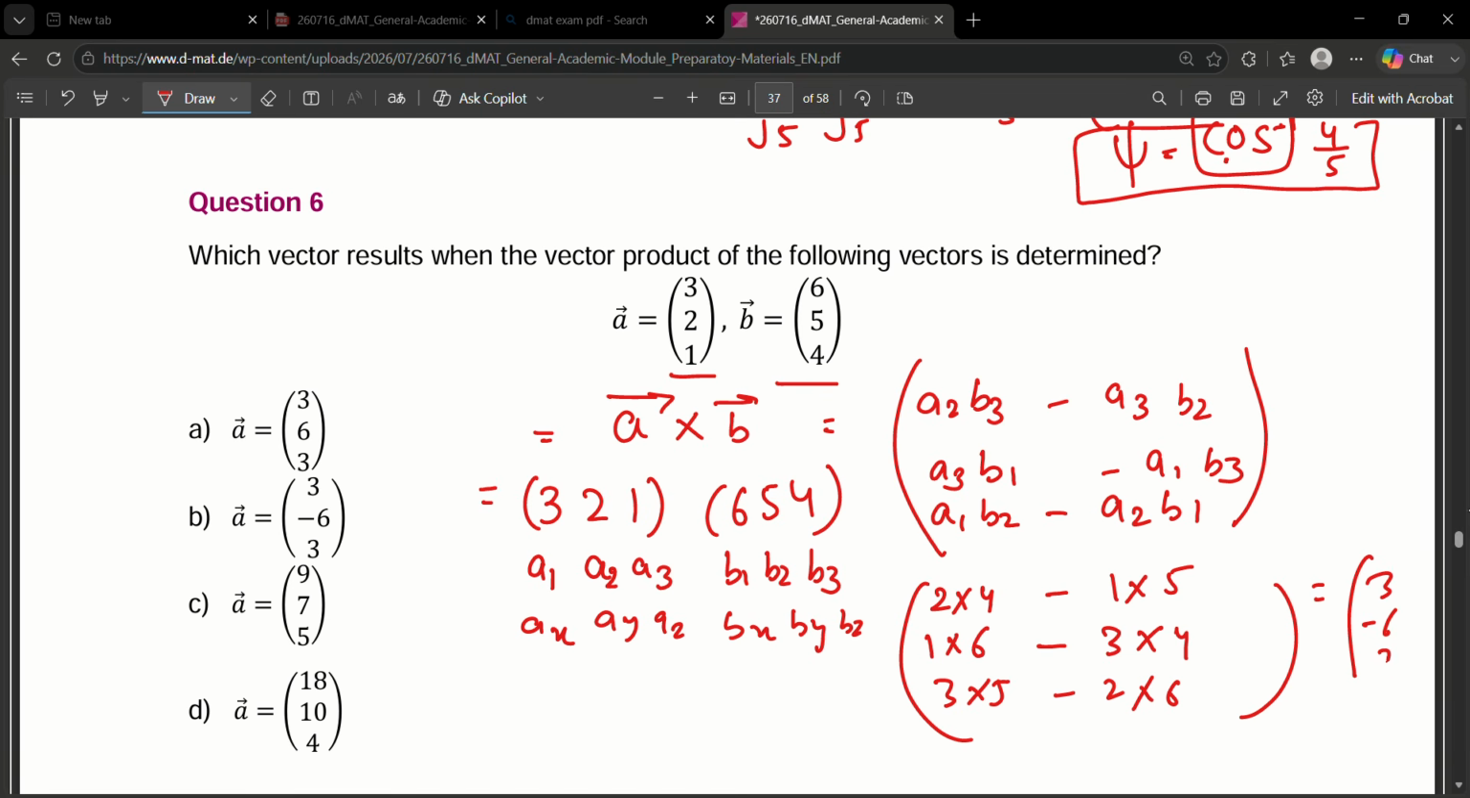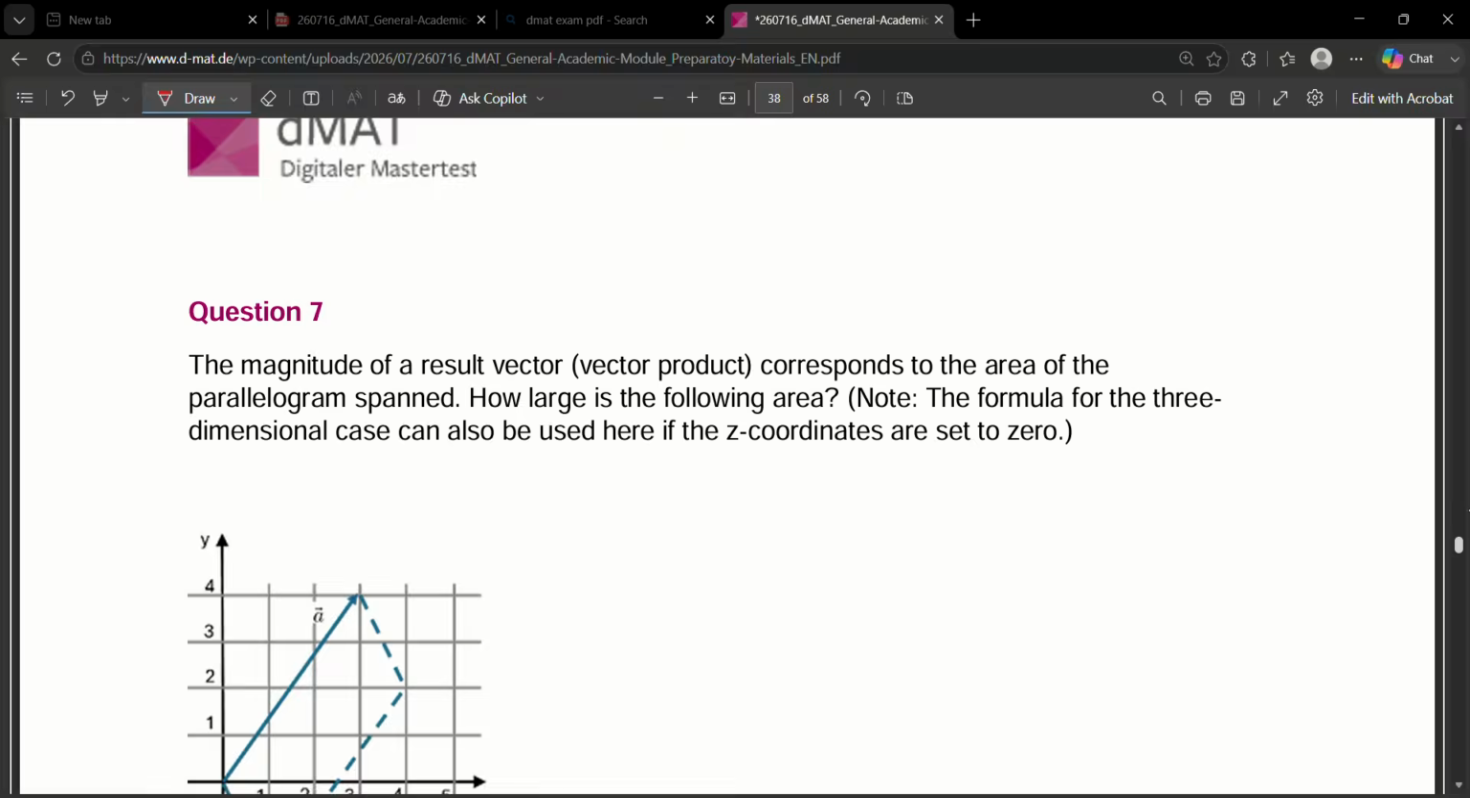The answer would be 3 minus 6, 3. You don't even have to solve the third component. You are going to just eliminate the other options. Just remember this formula. 1, 2, 3, 1, 2, 3. First you have to go here, then you have to go here, then you have to come here. Now move to the next question.